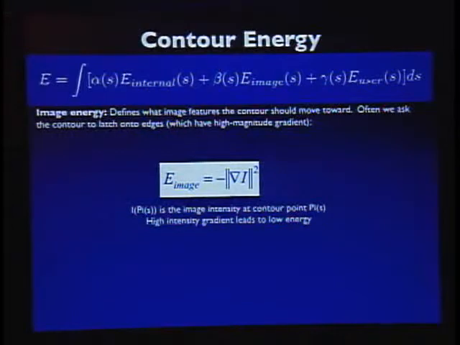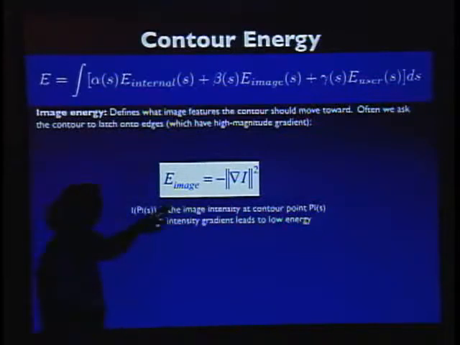If the thing that you want is to have the boundary lie between one flatly shaded region and another flatly shaded region, what you can do is say that the contour has low energy if the gradient of the image is very high. Remember, if the gradient is very, very high, that means you're at a boundary, either between dark and light or between light and dark. So that's what this will do.